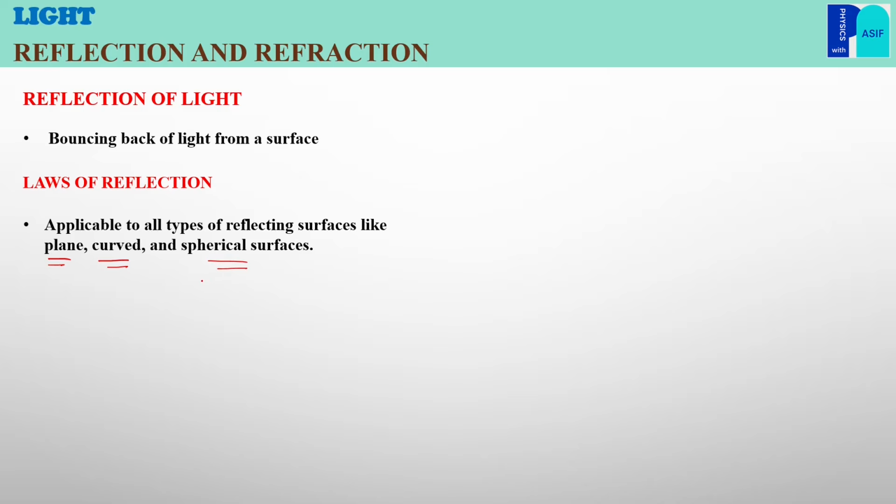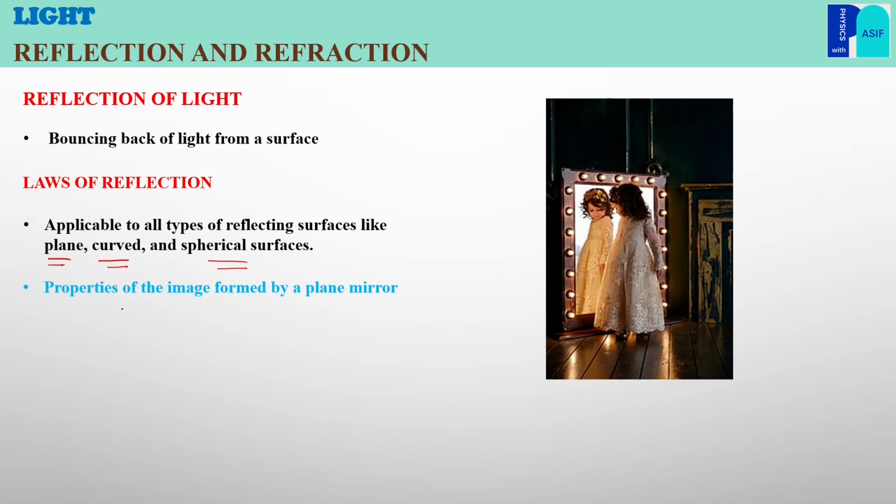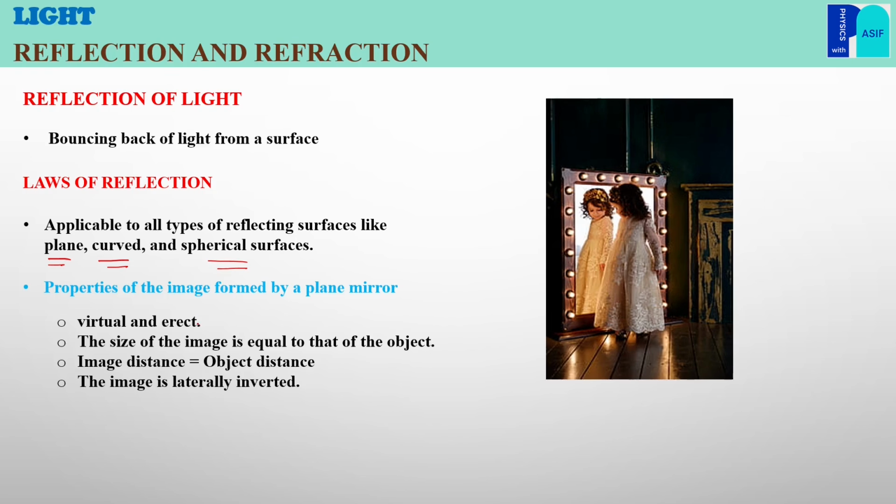And if the image is formed by a plane mirror, then we will see what the properties of the image are. Suppose you are standing in front of a plane mirror, observing your image. The image formed has the following properties. The image is virtual and erect. Virtual means the image cannot be obtained on a screen. It only appears to be formed behind the mirror.